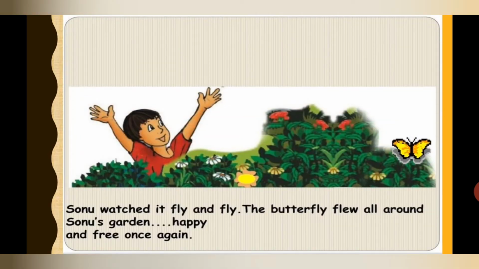Sonu watched it fly and fly. The butterfly flew all around Sonu's garden, happy and free once again. And Sonu watched that butterfly which was moving here and there freely and very happily in Sonu's garden. Now that butterfly was happy and free once again.